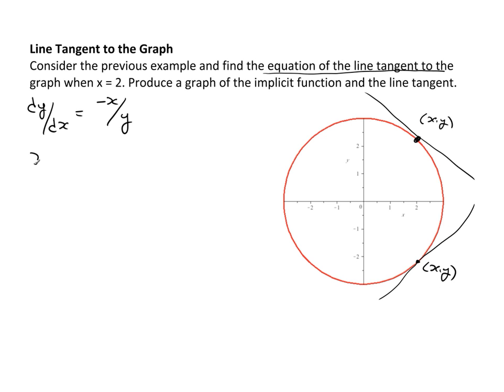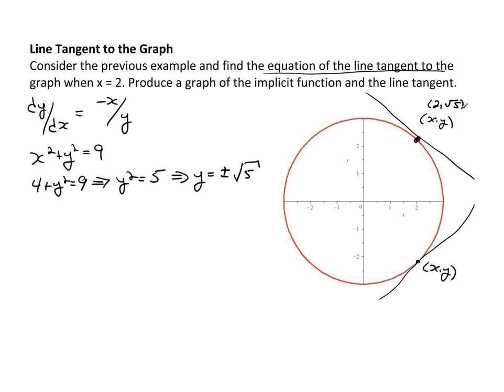So I'll go back to my original equation, x squared plus y squared equals 9. But we said x equals 2. So 2 squared is 4, so 4 plus y squared equals 9. That implies that y squared equals 9 minus 4, which is 5, which implies that y equals plus and minus the square root of 5. So this is going to have coordinates (2, root 5), and this will have coordinates (2, negative root 5).